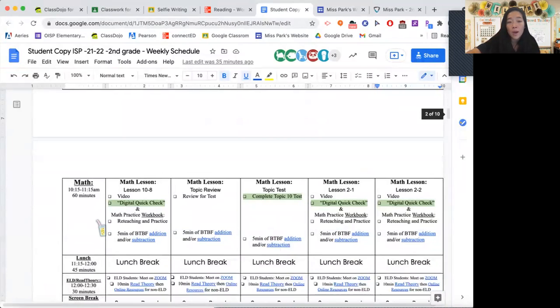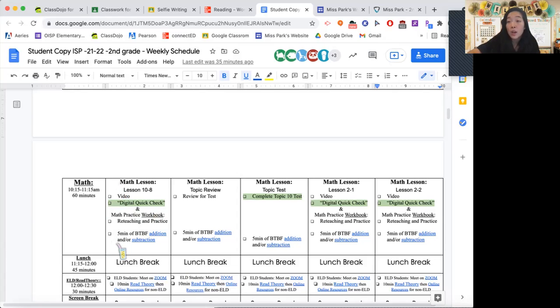Currently, we are working on math lesson 10-8. We are going to be watching our video. We're going to be talking about your reteaching and practice pages. And then we're going to be working on your digital quick check that you need to submit because it is highlighted green. You guys are also going to be doing your 5 minutes of addition and/or subtraction.